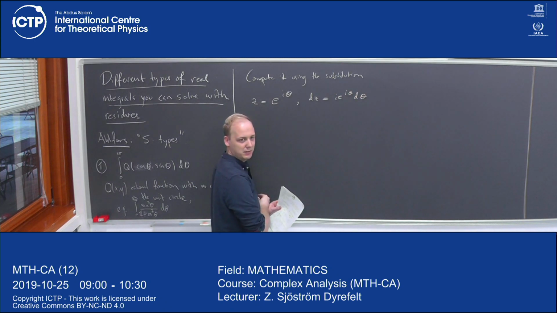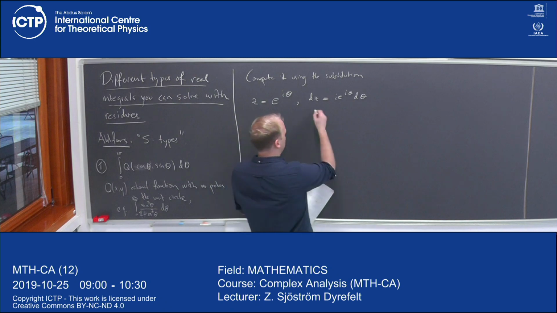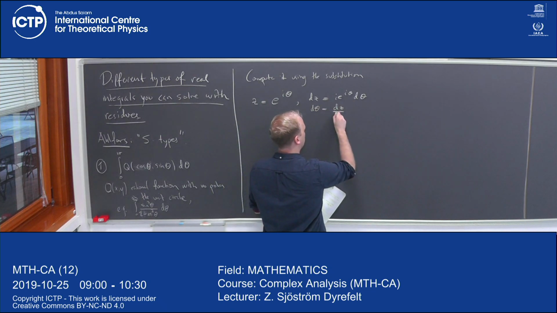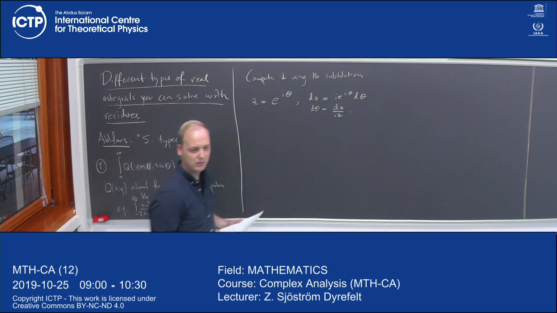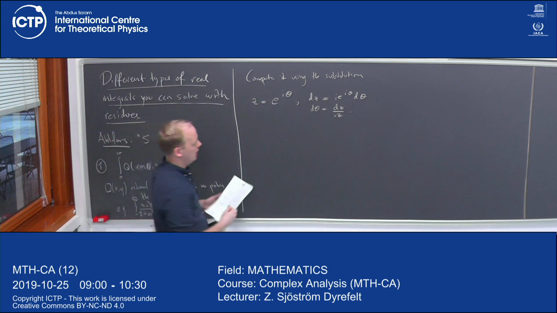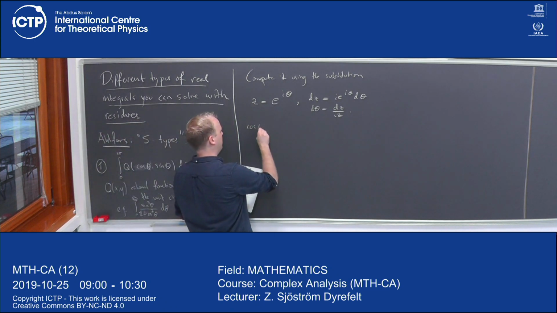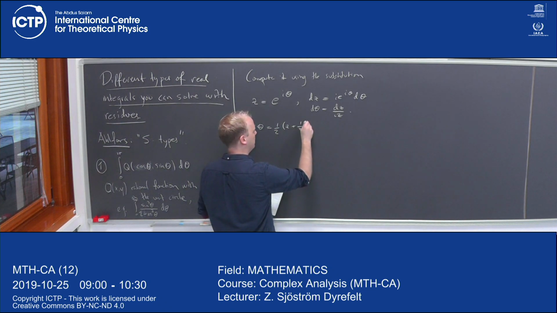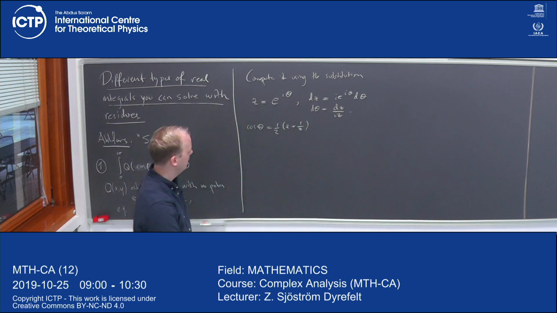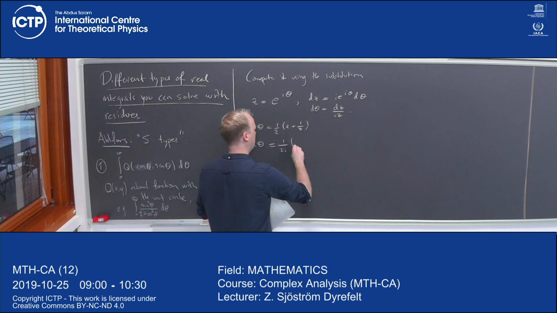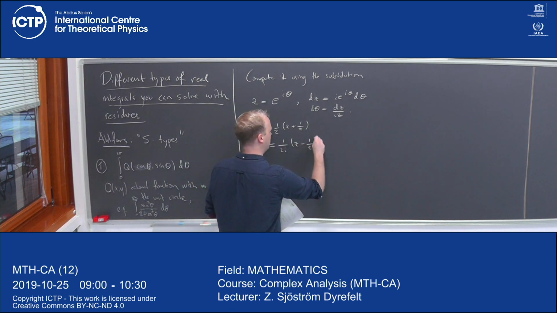You know how to do this kind of thing, right? So this means that d theta is equal to dz over i times z. Okay? And then you get that cosine of theta is equal to 1/2 of z plus 1 over z. And you get that sine of theta is equal to 1 over 2i of z minus 1 over z.